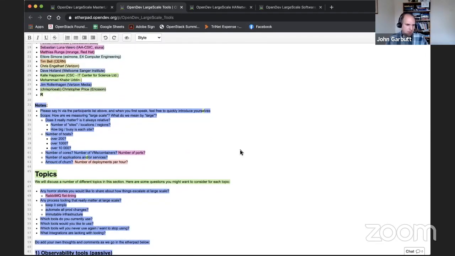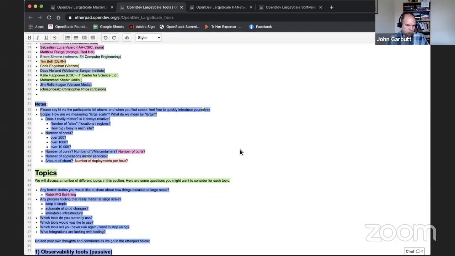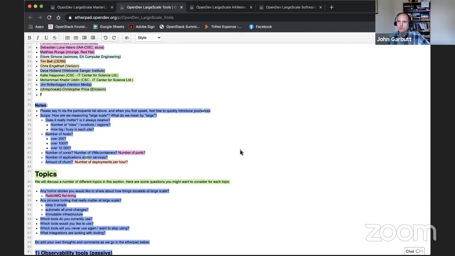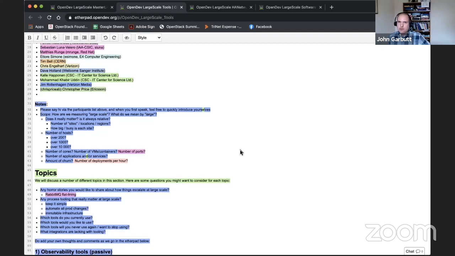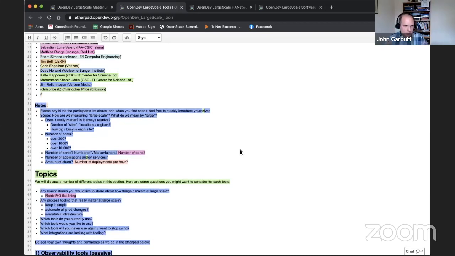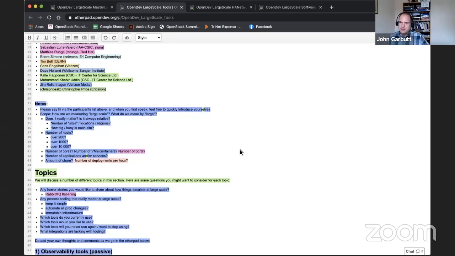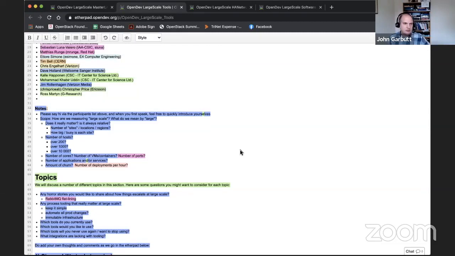So, observability tools. I don't know if people want to go through some interesting things. We've had some questions to think about in each of these sections. In the topics, you can see, I was thinking if you want to share interesting horror stories that make you think about the topic and ways that you've gotten over these things.